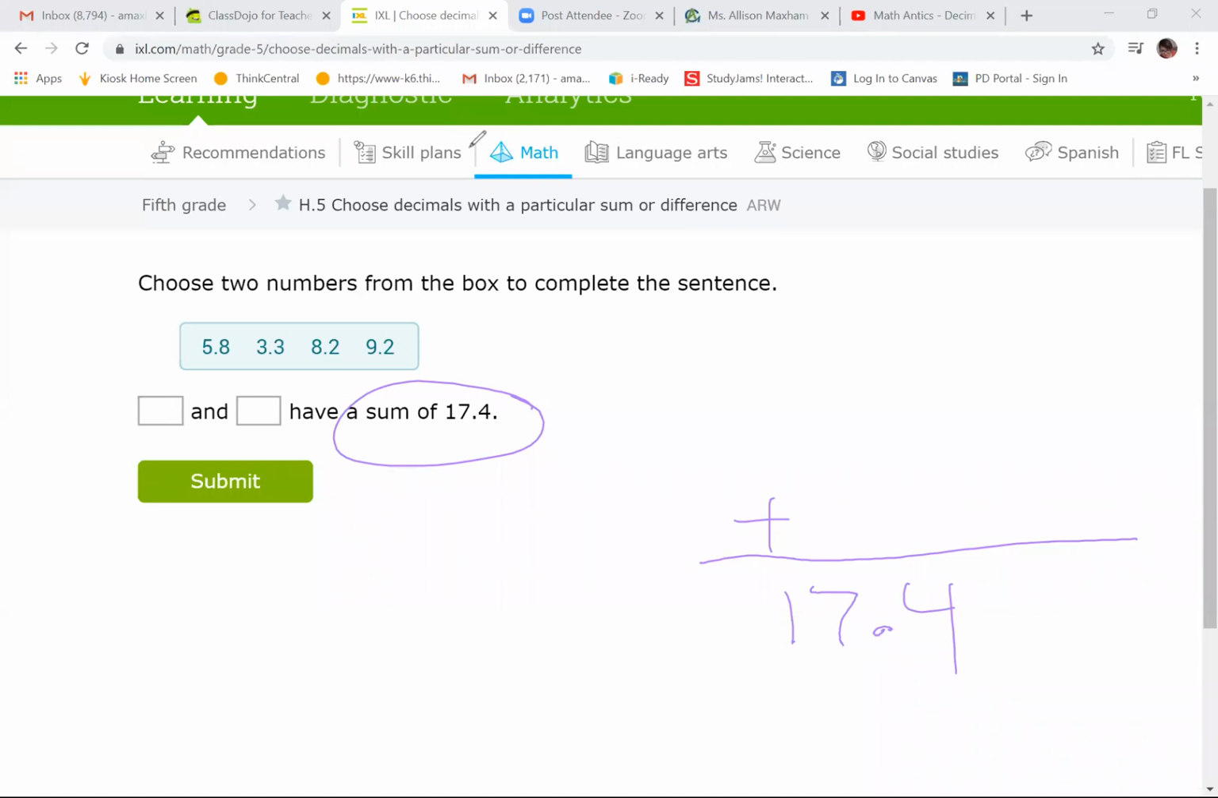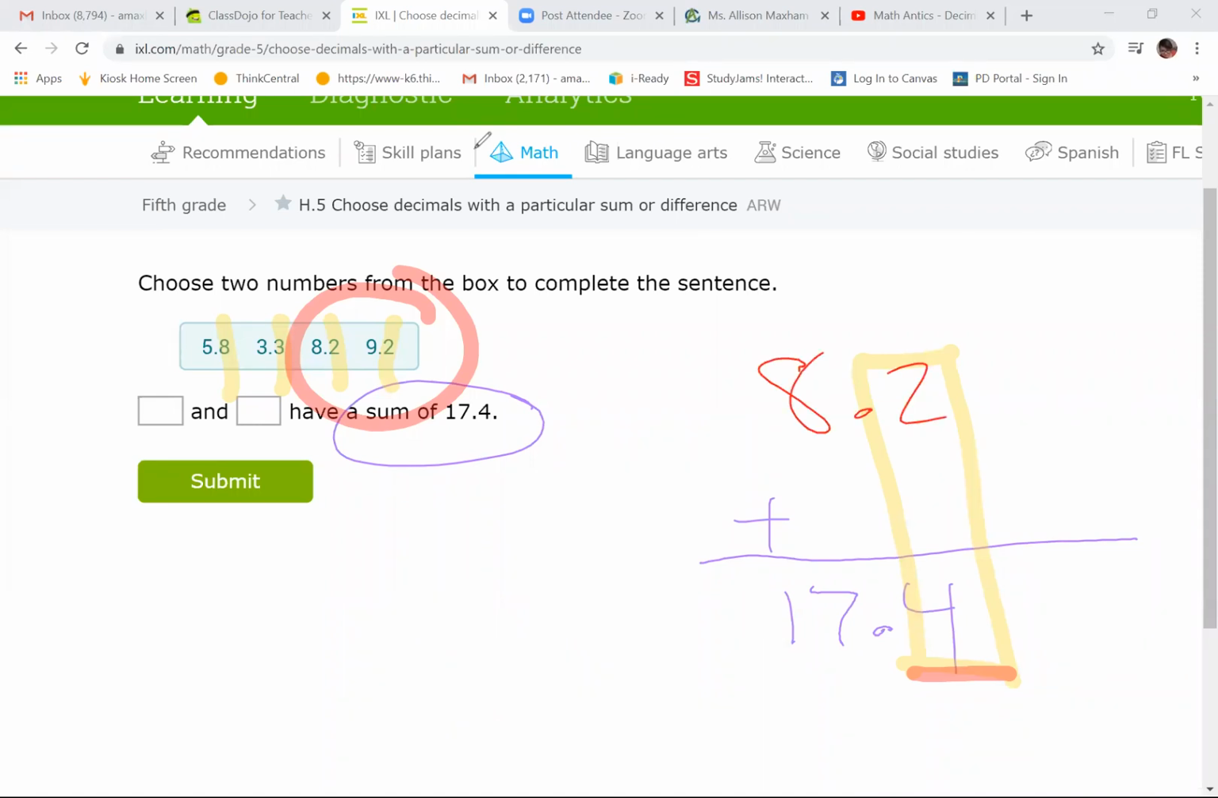Let's look at the tenths place. Here's a tenths, here's a tenths, here's a tenths, here's a tenths. What two numbers would have me add up to equal 4 tenths? Well, it would be these two, right? 2 tenths and 2 tenths equals 4 tenths. So let's try adding those numbers.